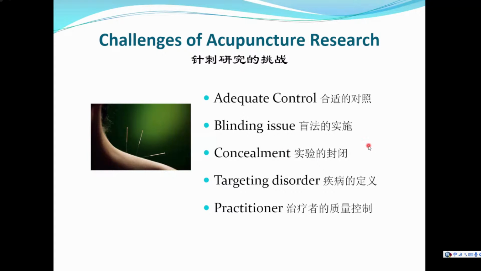Then how to blind the patient is also a difficult issue, because with needling, people will feel the needle, right? It is also very difficult to double blind because the acupuncturist must know what points they use. It is also difficult for concealment, because the surrounding research staff, like a nurse, know which one. It's very difficult. And it is also very difficult to determine the targeted disorder, okay? It's unlike Western medicine, with very clear diagnosis by certain criteria.